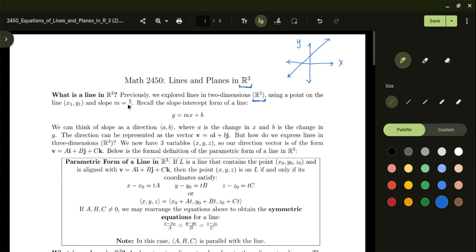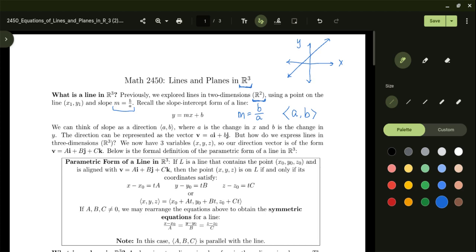And remember, m is our change in y divided by our change in x. And so if we think of this slope as being, as we have here, m equals b over a, where a is the change in x and b is the change in y, we can think of this as a directional vector and write this as a comma b. And so we can also represent this in component form, but we also have standard form of v equals a times the unit vector i plus b times the unit vector j.